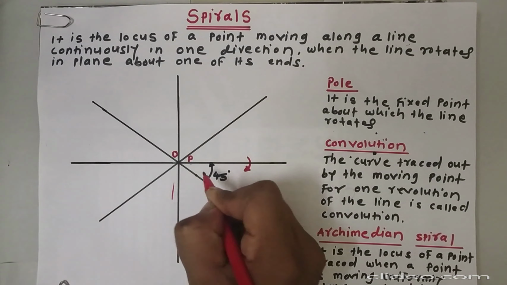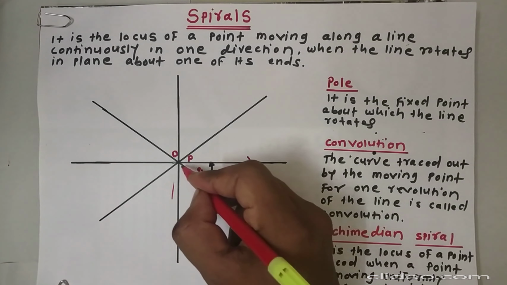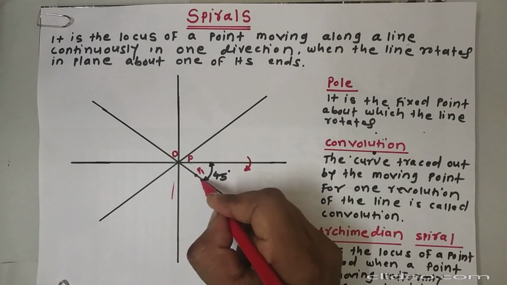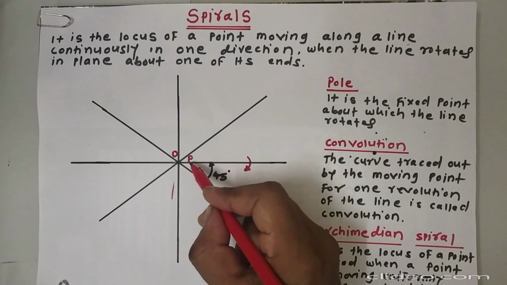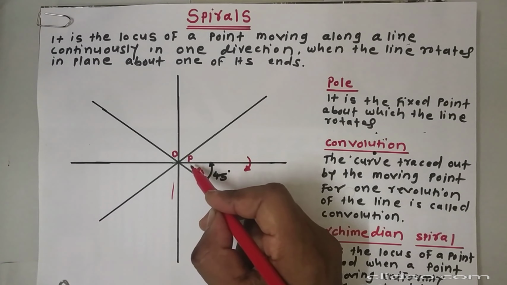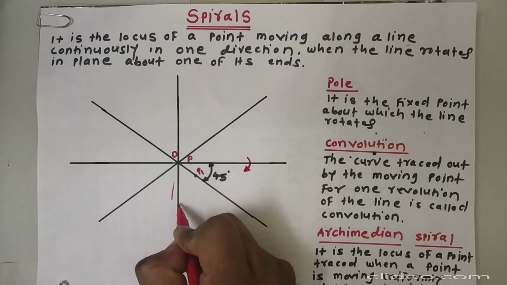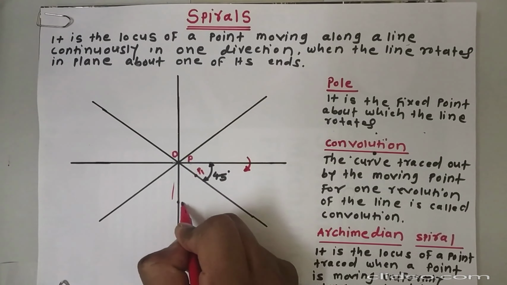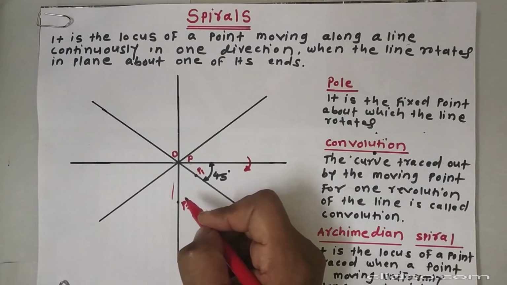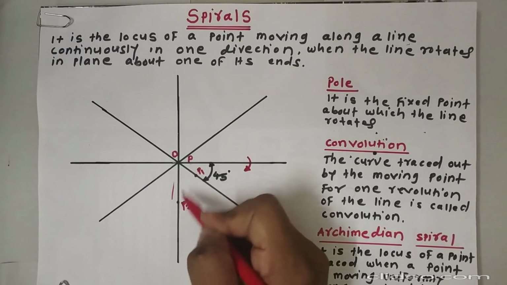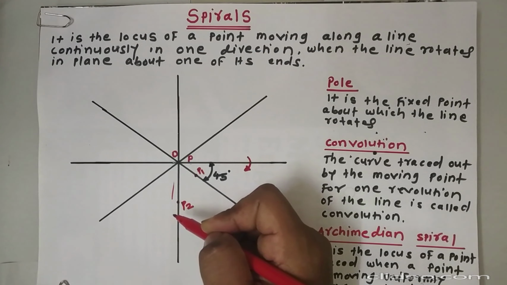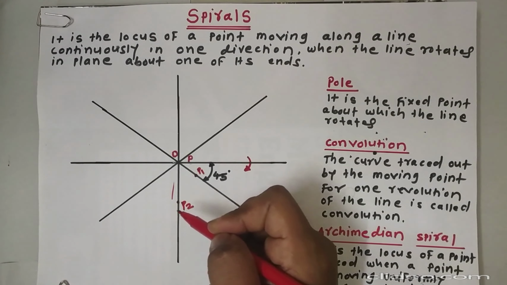Now if this link moves again by an angle of 45 degrees, this point P moves further away from the pole, let's say over here, and name this point P2. Now if this link keeps on rotating, the points keep on moving further and further away from the pole, like this.